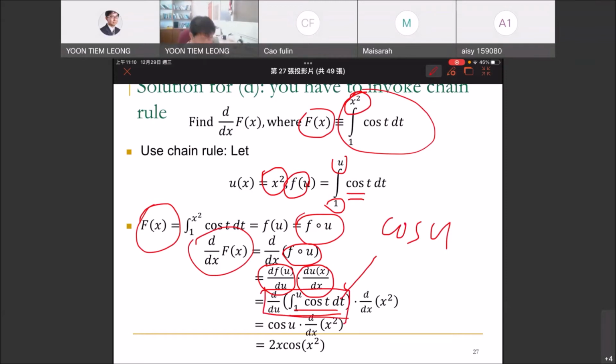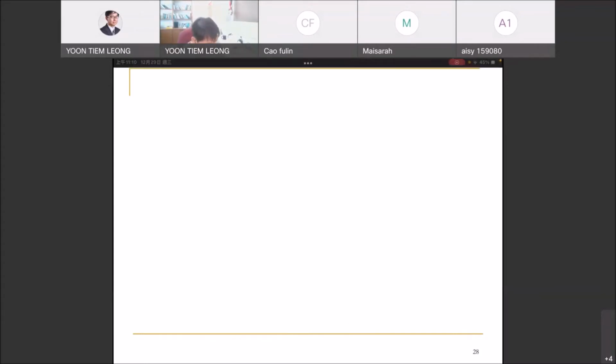The d/du of an integral function where it has the same variable can be straightforwardly evaluated, right? You just copy the integrand. Here the integrand is cos t. So the fundamental theorem of calculus says that the derivative of this integral function is just cos u, and here you have du/dx, and u is x squared. You put everything in, then this will give you the function. Okay, the answer is actually quite straightforward. So we have finished discussing part D.